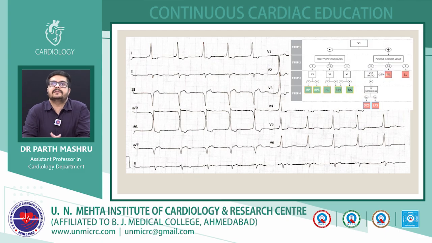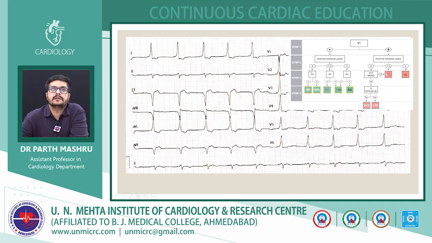So now if we apply this algorithm, where do we reach on the diagnosis? Lead V1, whether it is positive or negative, it is more negative. So then we see the inferior leads. How many positive inferior leads? No positive inferior leads, so 0. So then we see V3.